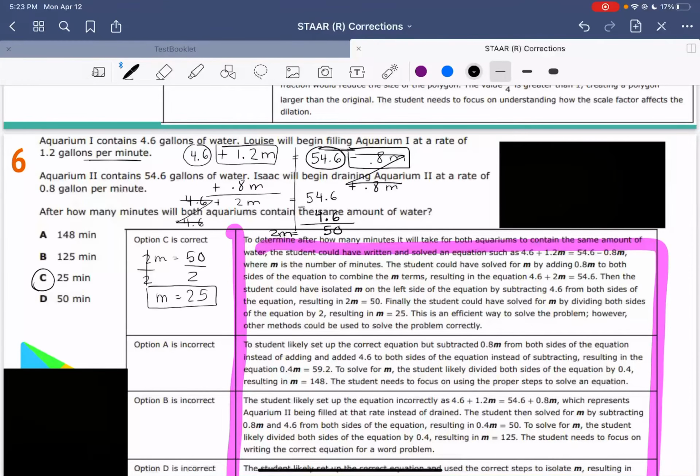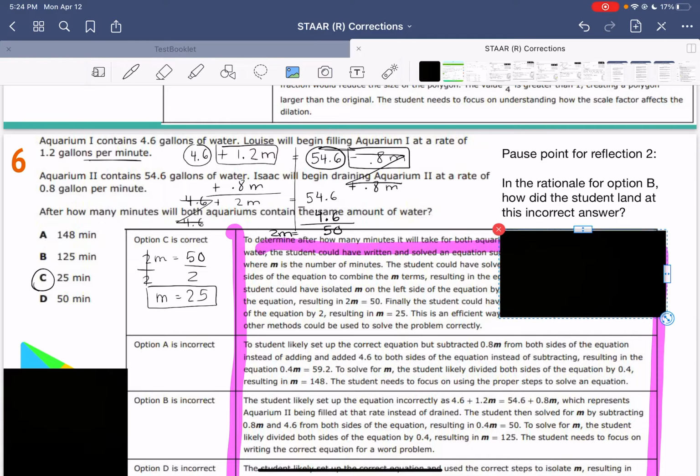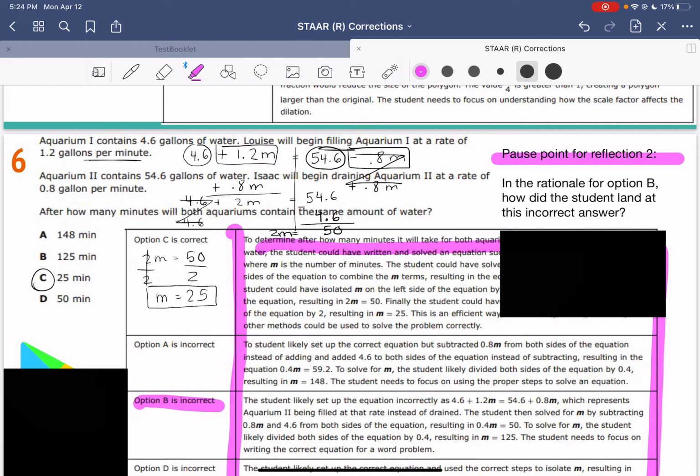So, before we finish, pause point for reflection 2. In the rationale for option B, how did the student land at this incorrect answer? All right, so hopefully you read over the rationale behind option B for pause point for reflection 2, and that will be it.